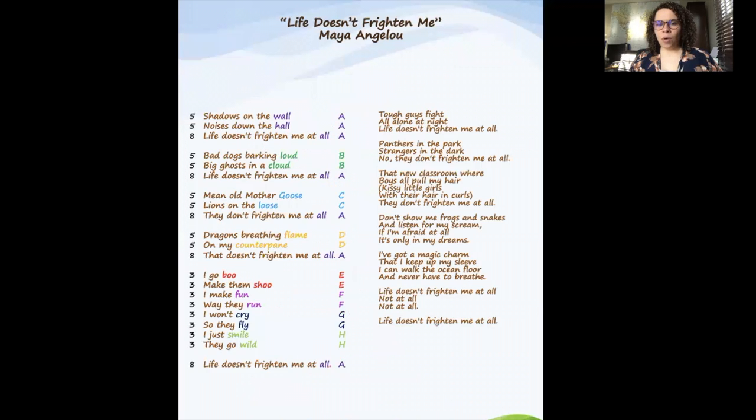Here is the whole poem once again. And you can see she has a lot of repetition, which we're going to talk about later on. I hope this was a poem that you enjoyed, and I hope that you really enjoy labeling the rhythm and the rhyme scheme. If you have any questions, please reach out to me.